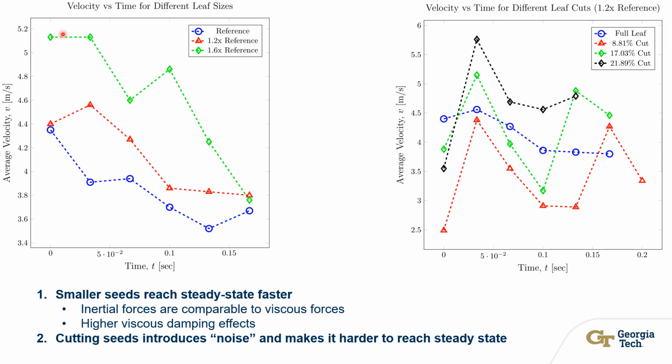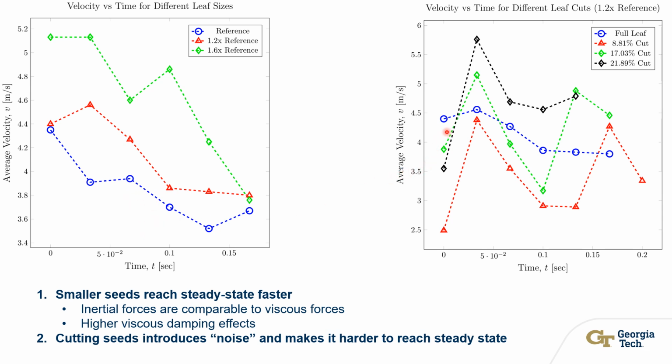And with the largest seed, we see so much instability that we can't really tell where the maximum is and where it starts becoming steady state. I would, judging by the pattern of the maximum before steady state, so this point here and this point here, shifting to the right, we can assume that this is the maximum and that it will then go to a steady state out into the future. The reason for this is that for the smaller seeds, the inertial forces are comparable to the viscous forces, and there's higher viscous dampening effects.